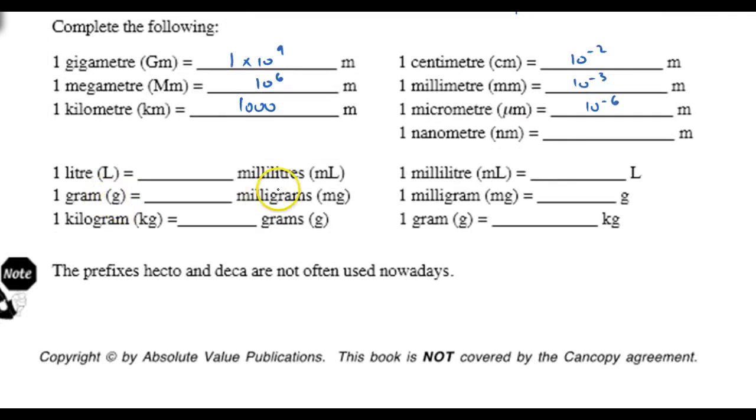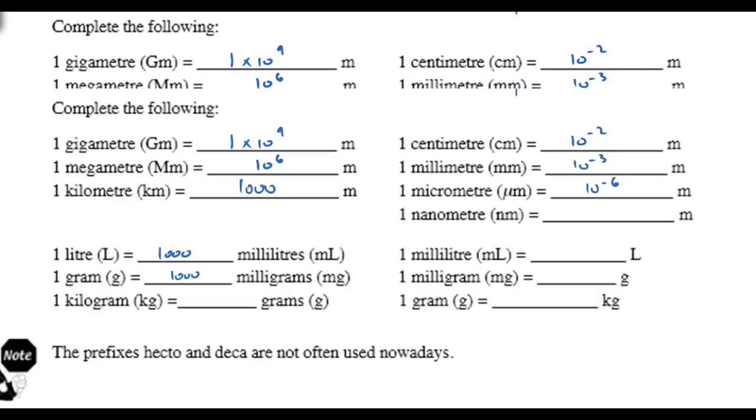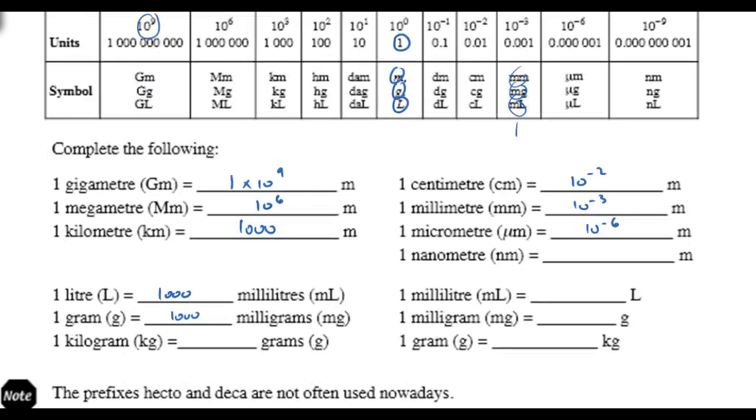Same thing for the liters. 1 liter is 1,000 milliliters. 1 gram would be 1,000 milligrams, and again, you can check that up here. So if you look at 1 gram, how many milligrams fit into there? Well, milligrams are here. So if 1 milligram is 1/1,000th of a gram, well, you need 1,000 of them to make 1 gram. So 1 kilogram is also 1,000 grams.